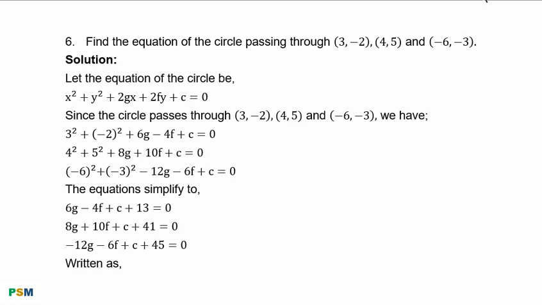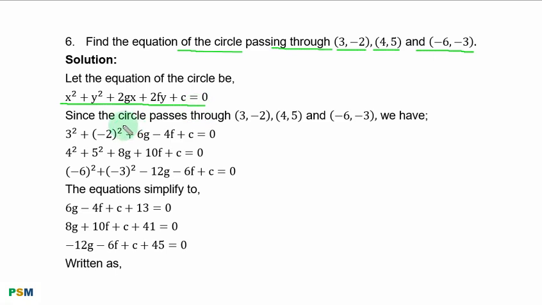Example 6. Find the equation of the circle passing through this point, and this point. Solution. Let the equation of the circle be x squared plus y squared plus 2gx plus 2fy plus c equal to 0. We need g, f, and c.